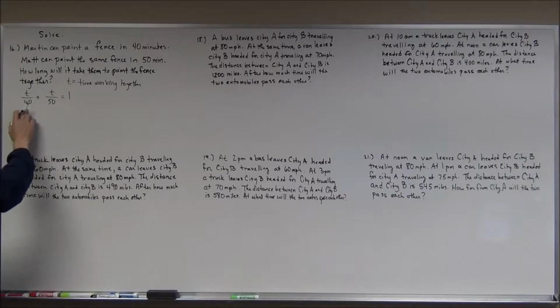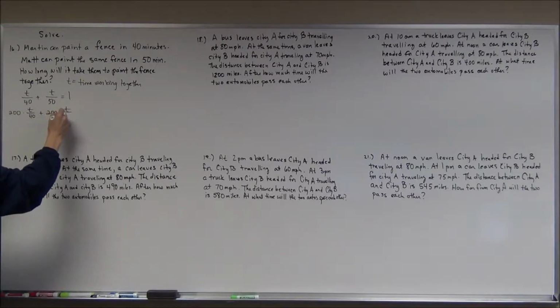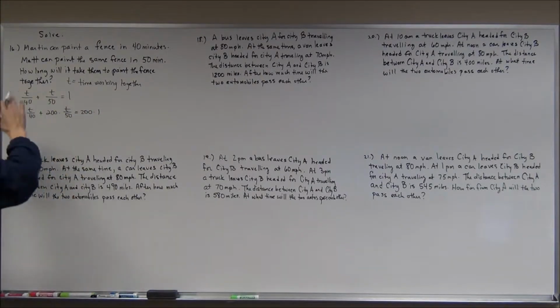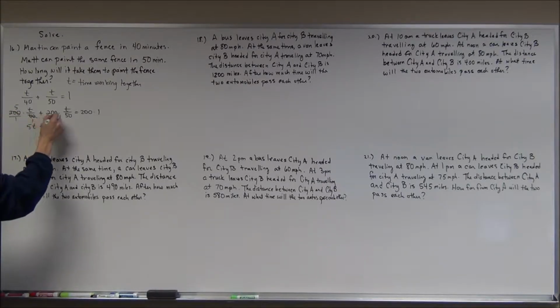My least common denominator this time is 200. 4 and 5 is 20, and then you add a 0. So 200 times T over 40 plus 200 times T over 50 equals 200 times 1. Don't forget to multiply both sides by the LCD. That's a 5, so I have 5T plus 50 goes in 4 times, 4T, is equal to 200 times 1, is 200.